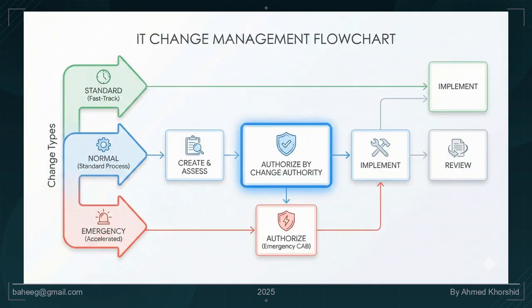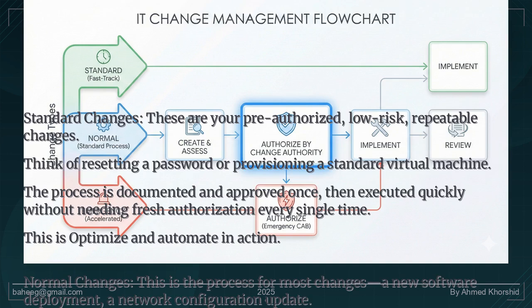Figure: extra detailed AI-ready prompt for AI-generated diagram showing a clear, modern flowchart. On the left, 3 types of changes flow in: standard, green, fast-tracked, normal, blue, flowing through steps, and emergency, red, a separate accelerated path. The normal change flows through 4 clear boxes: create and assess, authorize by change authority, implement, and review. The change authority box is highlighted. The visual style is clean, with thin lines and soft colors, using icons like a clipboard for assessment and a shield for authorization. Lighting is even and professional.